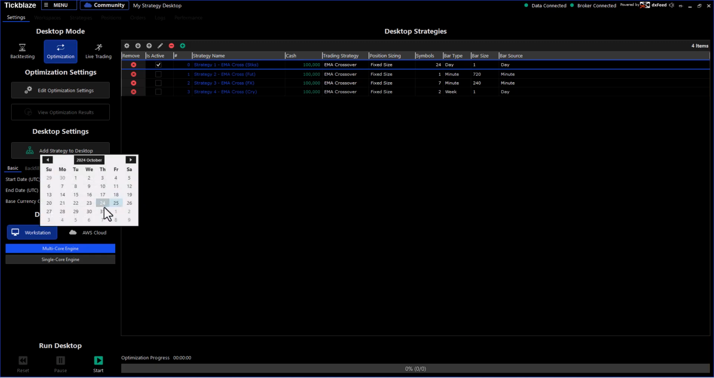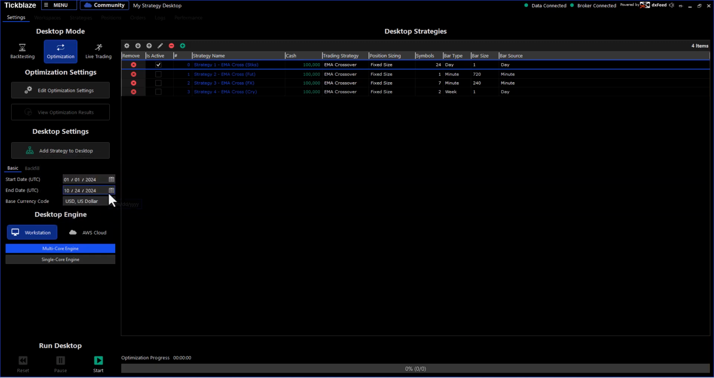And since today is the 24th, I'm just going to go up to today, and that's really just the entire year of this year, and I want to see how well this portfolio performed. I also want to see what the best variables are for my EMA crossovers to tell me what I should be looking at using for live trading.